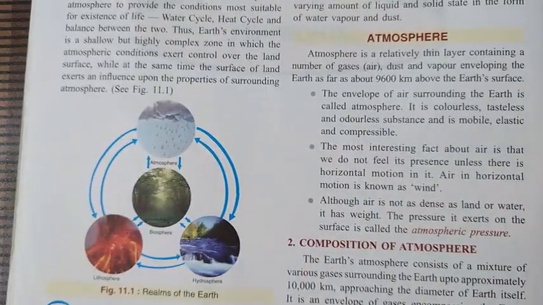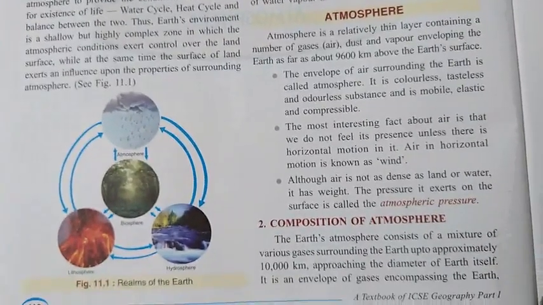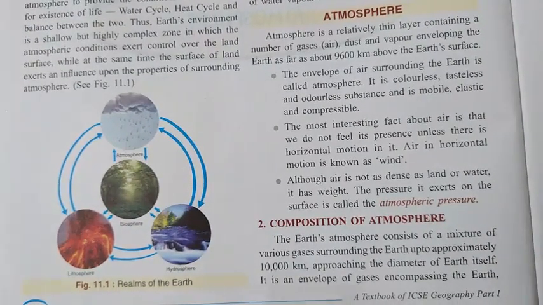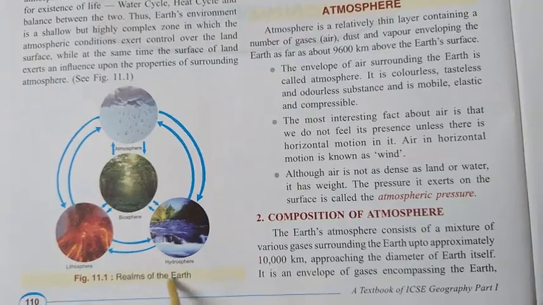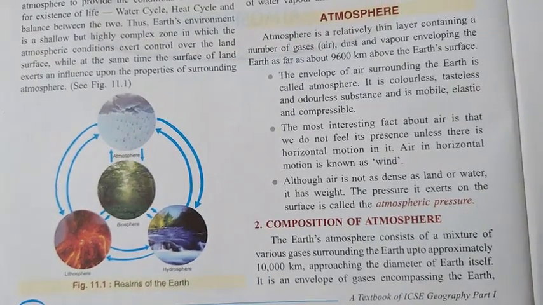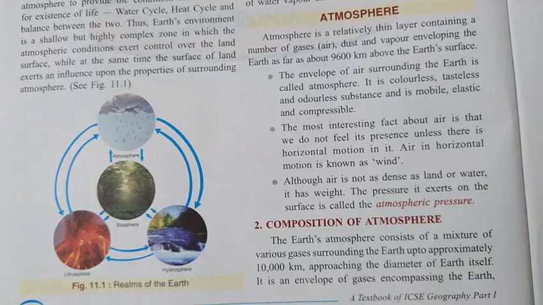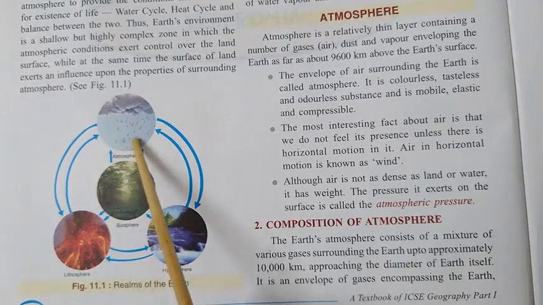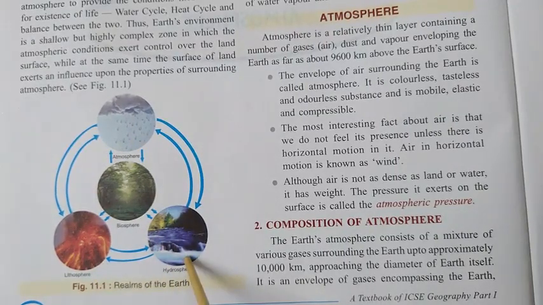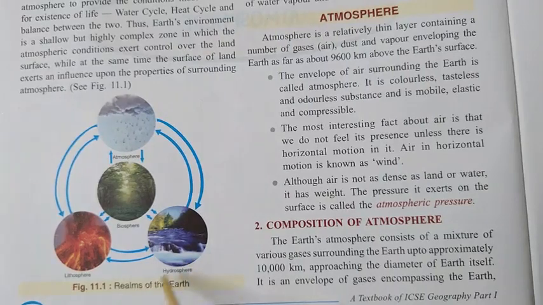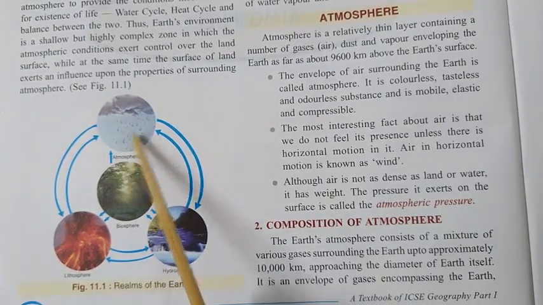Well, all of you know, before I start this chapter, let me show you this figure, this picture. This picture shows the different realms of the earth. Already in the previous classes you have studied the different realms, and the earth has three realms. What are they? They are the atmosphere, lithosphere and hydrosphere. In the previous chapters you have studied the lithosphere and the hydrosphere, and from chapter 11 you are going to study the atmosphere.